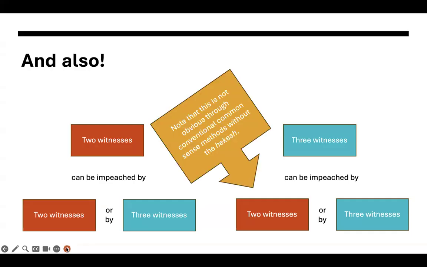It's important to note that the situation of three prosecution witnesses being impeached by the testimony of two witnesses wouldn't have been obvious through conventional common sense methods, because you could have argued that a particular factual scenario described by three people is maybe better supported than an alternative scenario supported by two people. But here we're being told, just from the sheer perspective of numbers of witnesses, two witnesses are enough. Anywhere where two witnesses suffice, three witnesses suffice, and vice versa. This is how hekesh works.